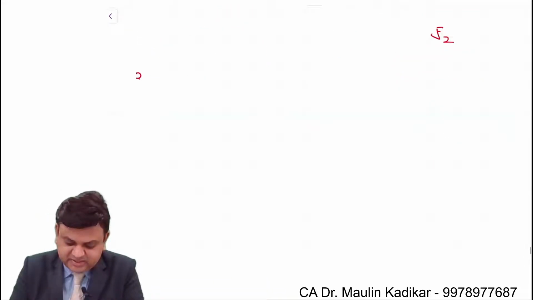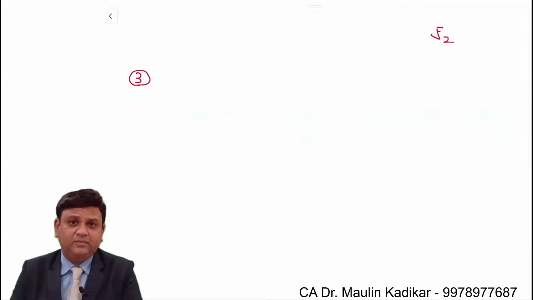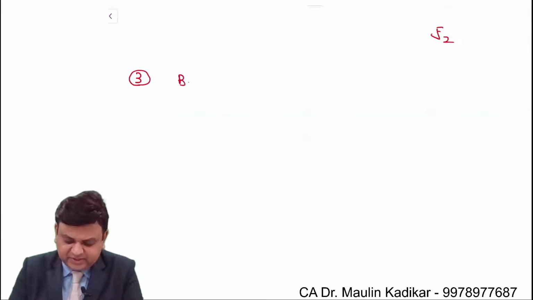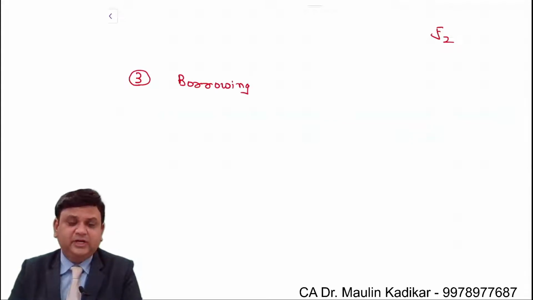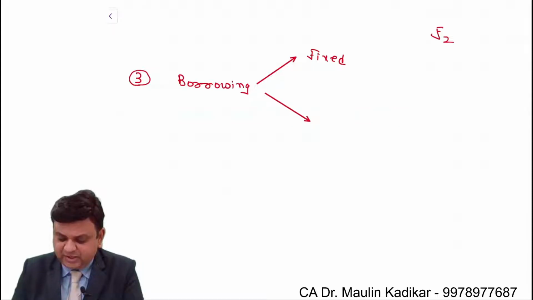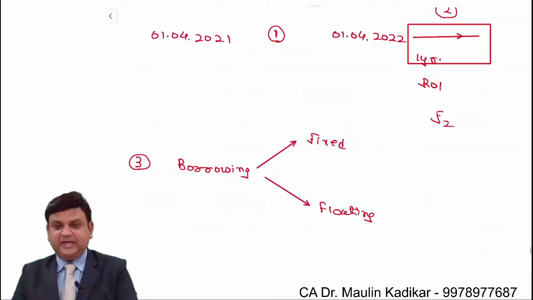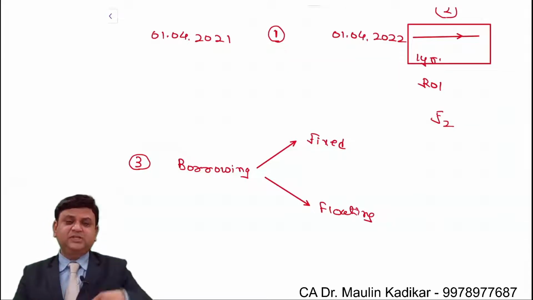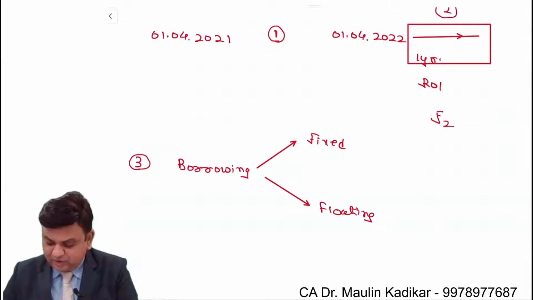Third, listen carefully. Whenever you are borrowing funds, you basically have two types of rate of interest. One is called the fixed rate of interest, and another is called the floating rate of interest. As far as the floating rate of interest is concerned, as the name suggests, this rate of interest is likely to change. This rate of interest is likely to fluctuate.